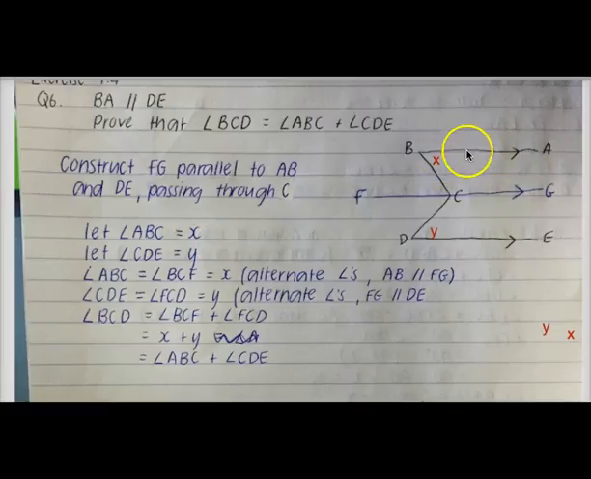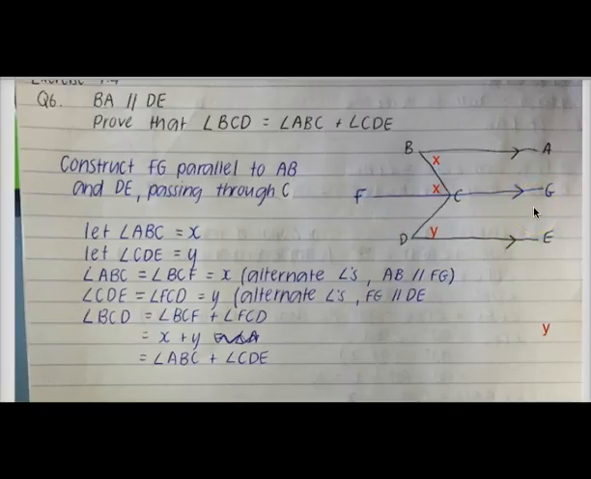Now that we've got some parallel lines up here, we can see we've got a backward Z here, so we've got alternate angles. So we can say angle ABC is equal to angle BCF, which equals X. Reason: alternate angles, and AB is parallel to FG.